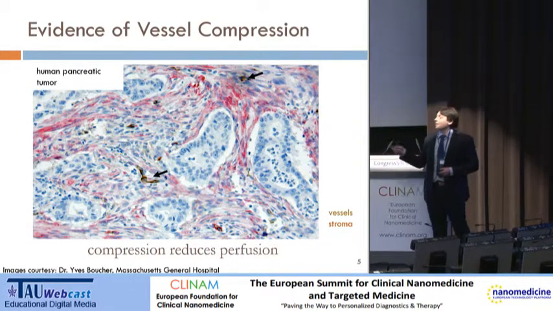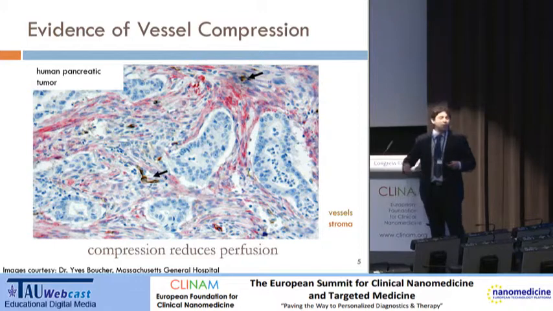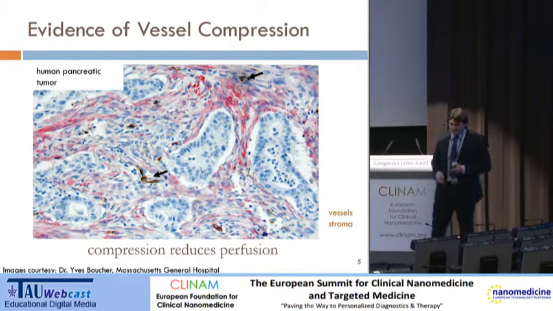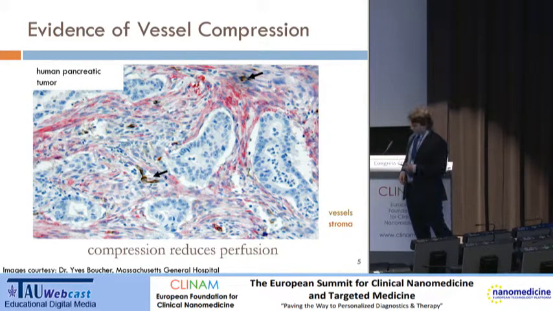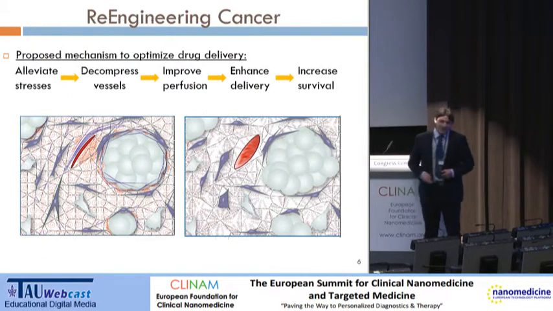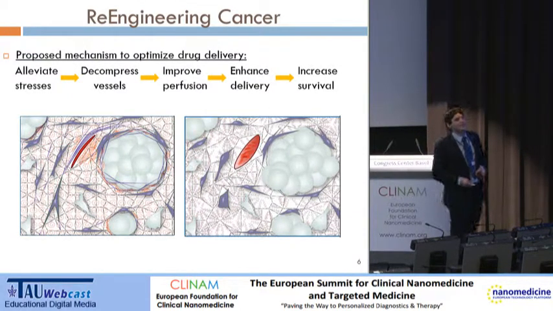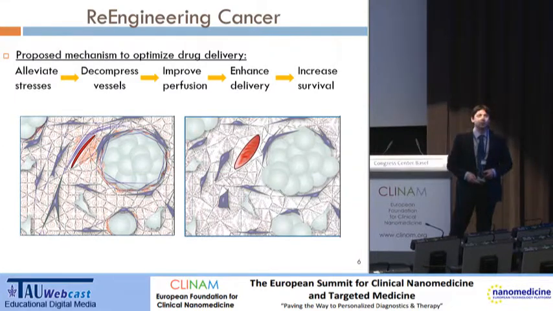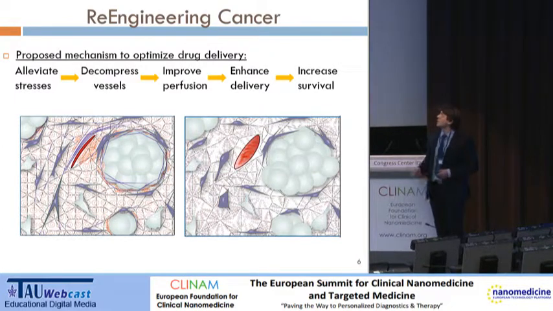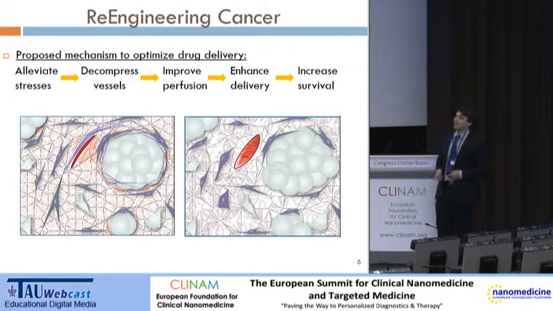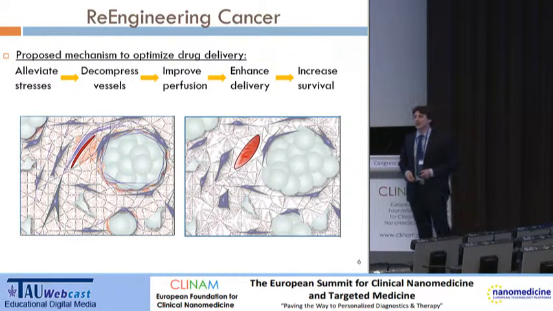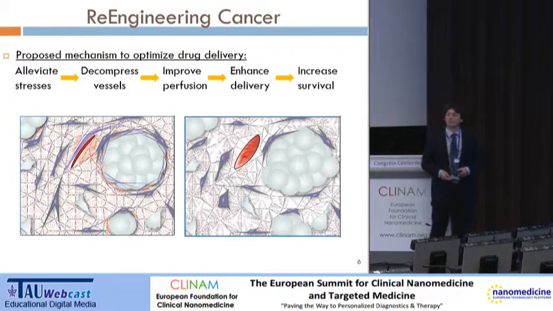But despite the fact that the tumors are not well vascularized, they still grow, they metastasize, people die from this. So the basic idea that we have is to re-engineer the cancer, to re-engineer the microenvironment of these solid tumors, of these highly desmoplastic tumors, in order to alleviate this mechanical stress and to decompress the blood vessels. So we expect that the decompression of vessels will improve perfusion, and improved perfusion will enhance drug delivery, and then enhanced drug delivery will result in increased survival, will get better outcomes.